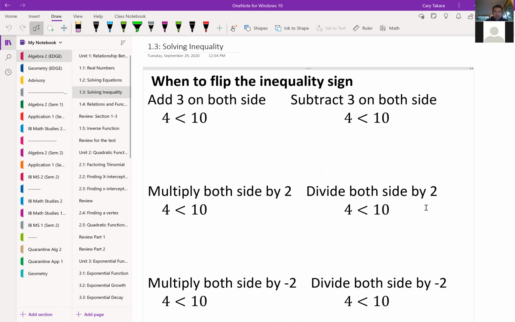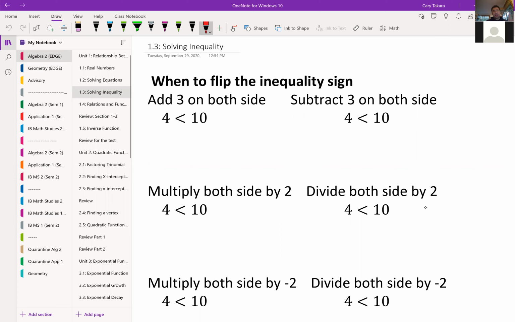Maybe you've done it in your Algebra 1 class, or maybe not. Maybe you have forgotten. Not a big deal, I'm going to go over it. I would like you to write this in your notes, because it's important to understand the concept behind why you flip inequality signs sometimes, not always.